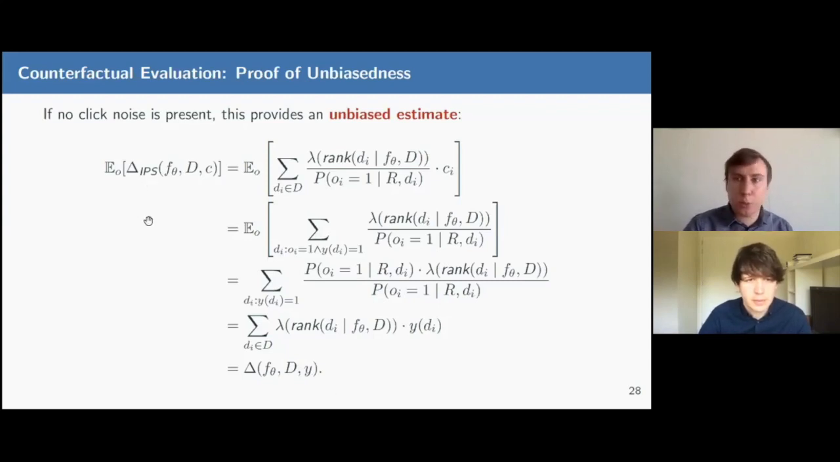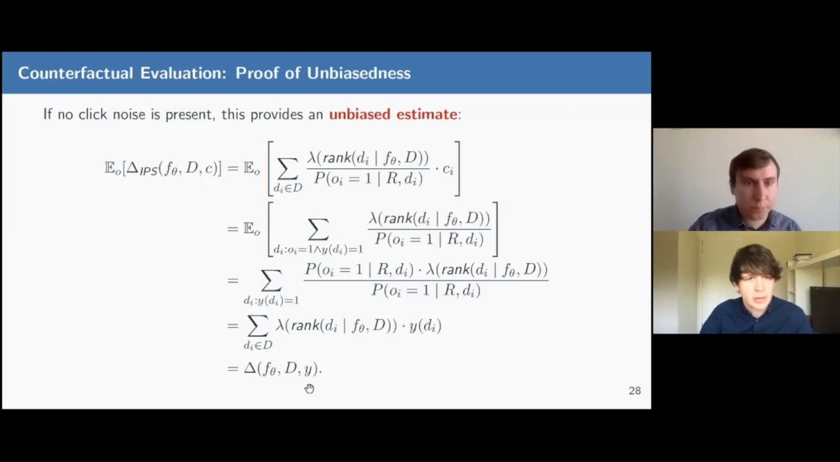So this is quite a strong statement, actually, because it says that if we plug in this IPS estimator, which only depends on clicks, we're going to get something out of it that says something about the true relevance labels, which is a very, very strong statement. Of course, depending on the fact that our assumptions hold.